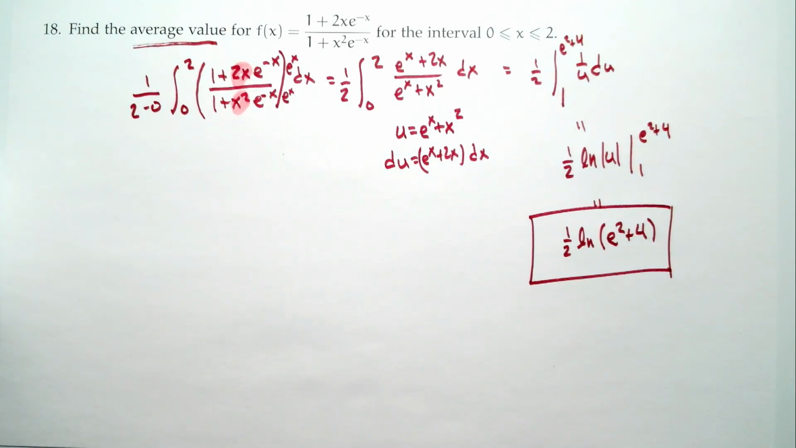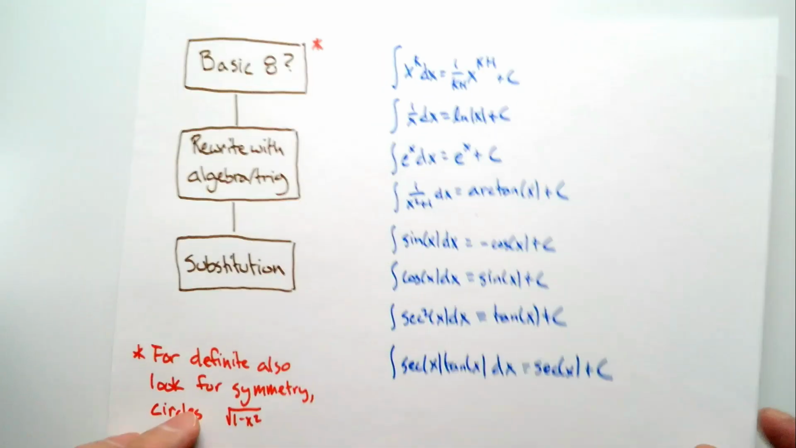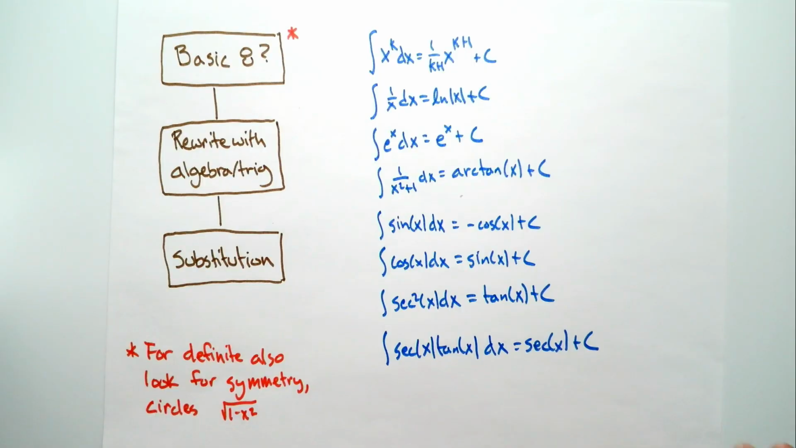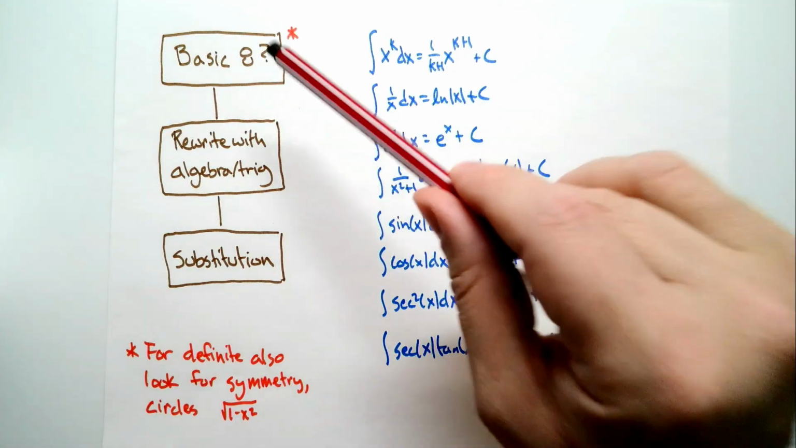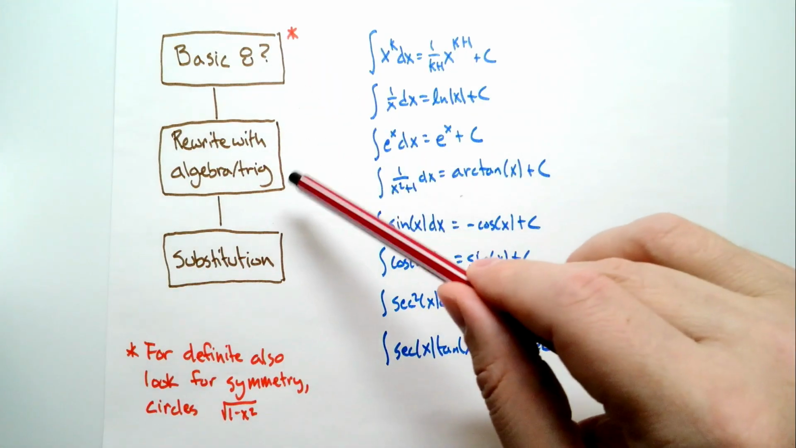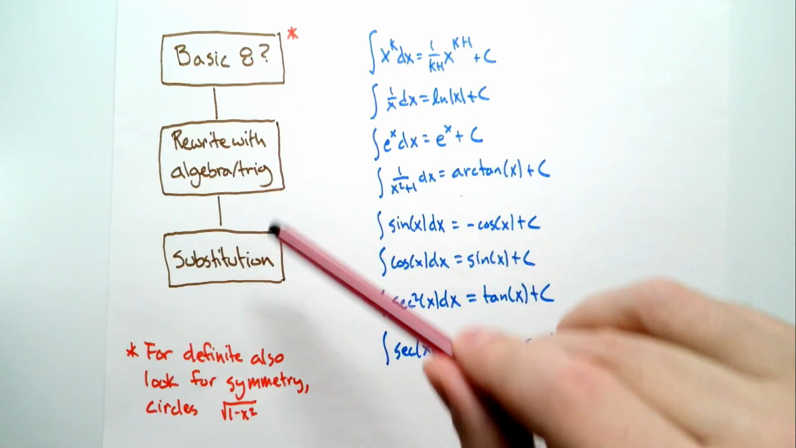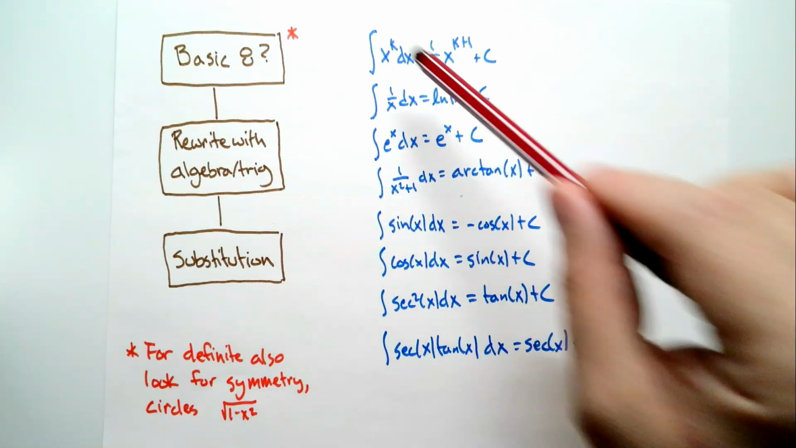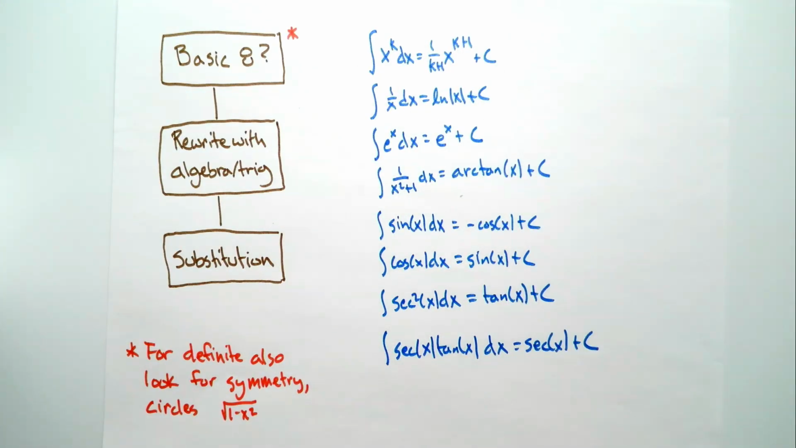And we're done, because that was our last question. All right, so just remember, if you're thinking about integration, antiderivatives, always check, is it one of my basic formulas? Can I rewrite it with algebra or trig? Look for a substitution. And these are your basic ones. If it's not on this list, don't try to be creative.